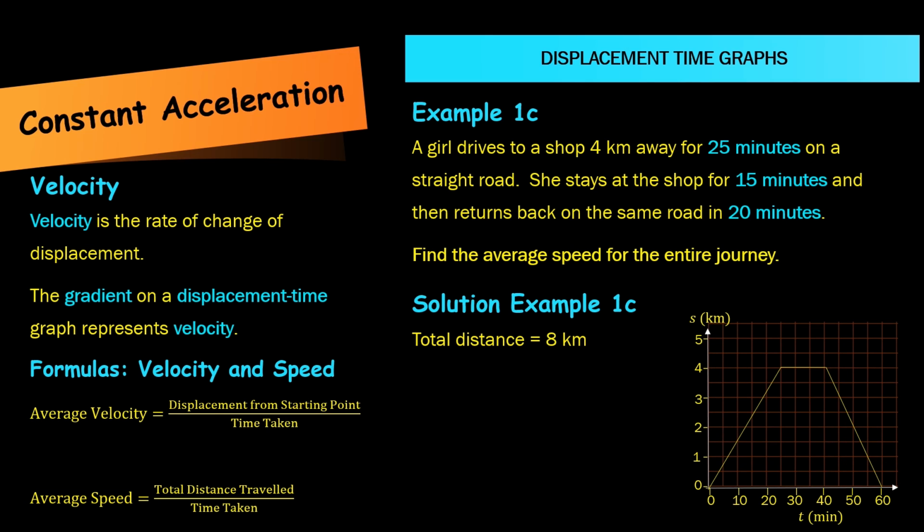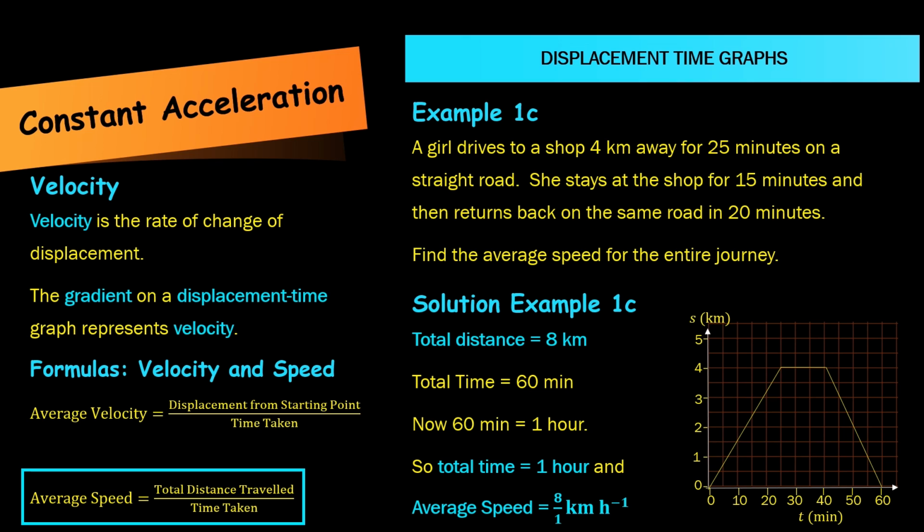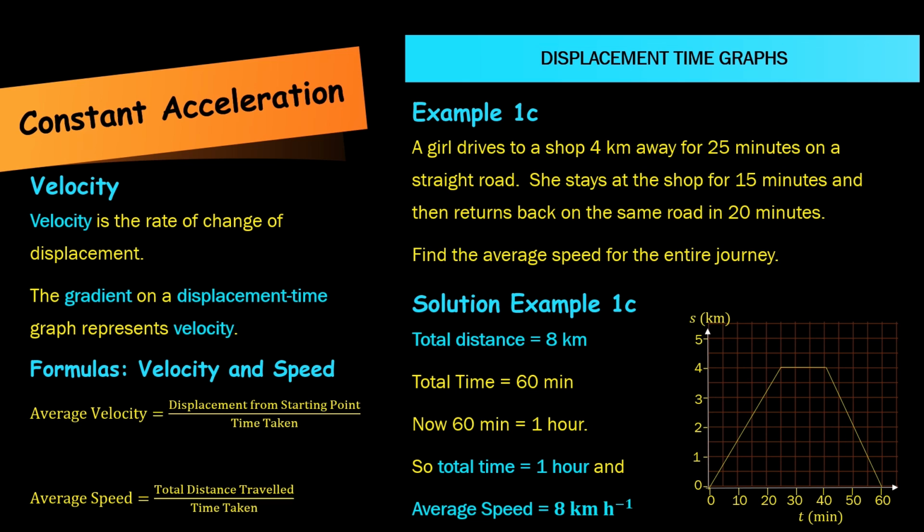The total time now has been highlighted. So 25, 15 and 20 minutes for each part of the journey. We add the three together and that gives us 60 minutes altogether. Of course, 60 minutes is 1 hour. Therefore, the total time is 1 hour. And the average speed is 8 over 1 kilometers per hour, which is of course 8 kilometers per hour.